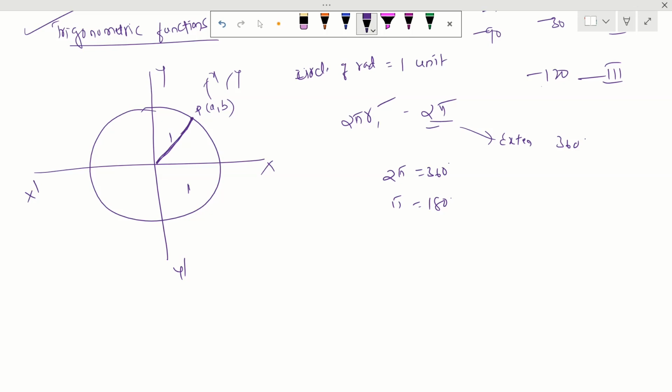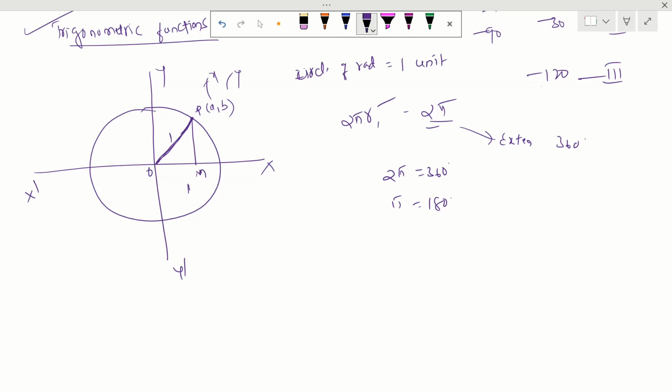If we draw a line here, the radius is the same all over. If we join this point, it will be M, and this is the origin, right?